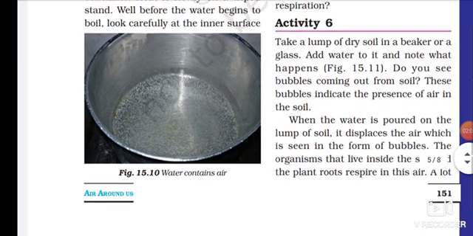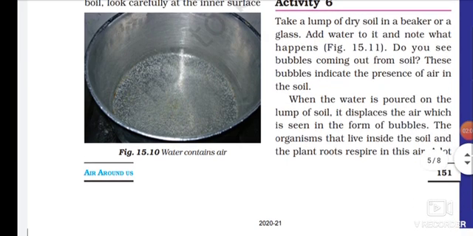Activity 6. Take a lump of dry soil in a beaker or a glass, add water to it and note what happens. Figure 15.11. Do you see bubbles coming out from the soil? These bubbles indicate the presence of air in the soil.